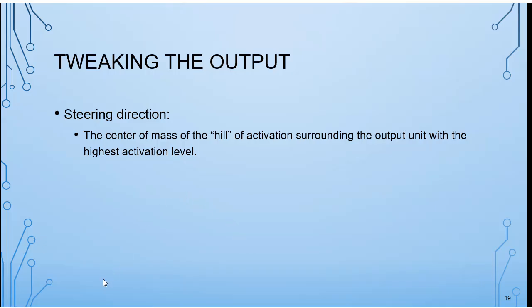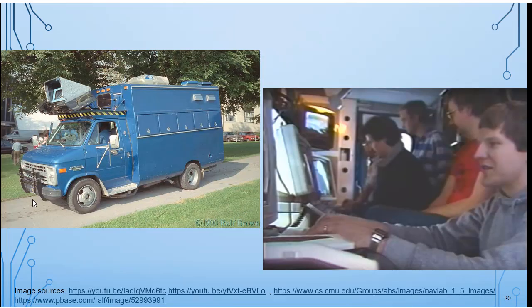This is a picture of the vehicle that ALVINN ran on first. The first version of ALVINN, it was an old Chevy van that was reconfigured to have a hydraulic transmission so that it could drive accurately at very low speeds. And this is people in the back of the van with the antique computers at the time.